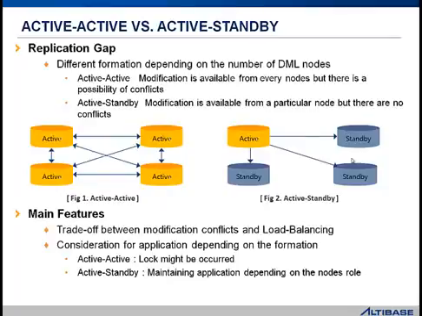Okay, the replication formation type can be chosen out of two types: active-active and active-standby. In active-active, the modification is available in every replication node, like Figure 1. The modification is available from every single node. Therefore, the performance and scalability improvement through load balancing is available.